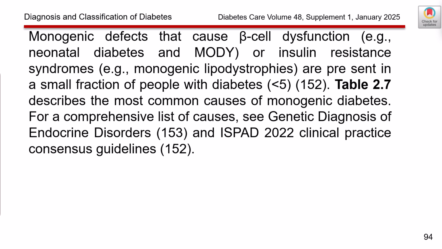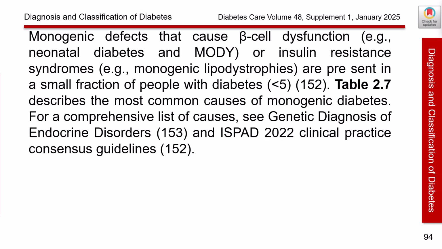Monogenic defects that cause beta cell dysfunction, for example, neonatal diabetes and MODY, or insulin resistance syndromes, like monogenic lipodystrophies, are present in a small fraction of people with diabetes, less than 5%. Table 2.7 describes the most common causes of monogenic diabetes. For a comprehensive list of causes, see Genetic Diagnosis of Endocrine Disorders and International Society for Pediatric and Adolescent Diabetes 2022 Clinical Practice Consensus Guidelines.